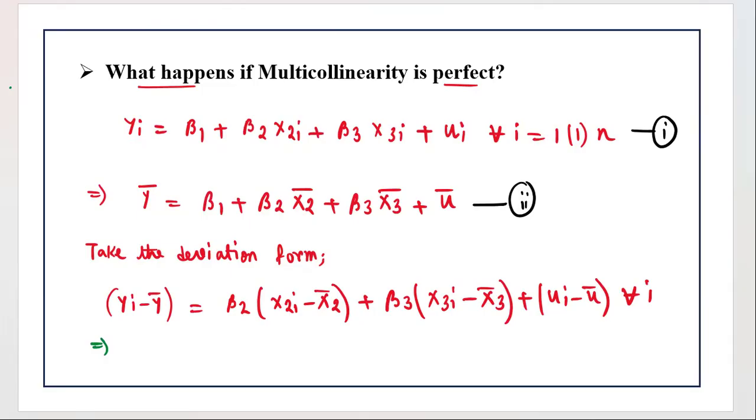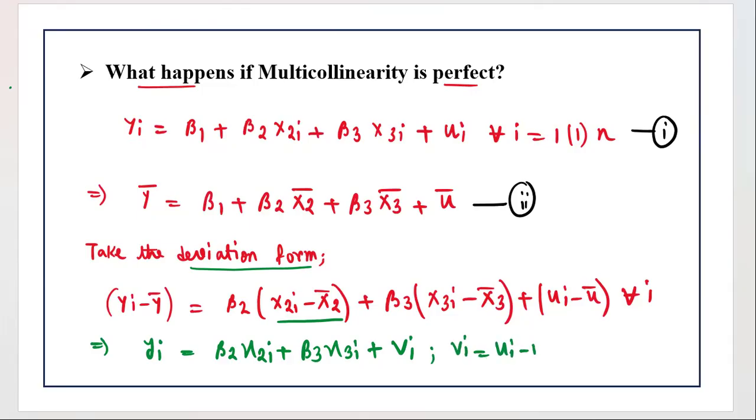If you remember, Y_i minus Y bar can be written as small y_i. In the deviation form, all the variables are written in small letters, not in capital letters. So capital Y_i minus capital Y bar will be simply small y_i. Then you have beta 2, small x2i, since x2i minus x2 bar is small x2i. Plus you have beta 3, small x3i. And plus you will have, suppose this is v_i, where this v_i is simply u_i minus u bar, right? So this is the ultimate model that we reduced from our original model.